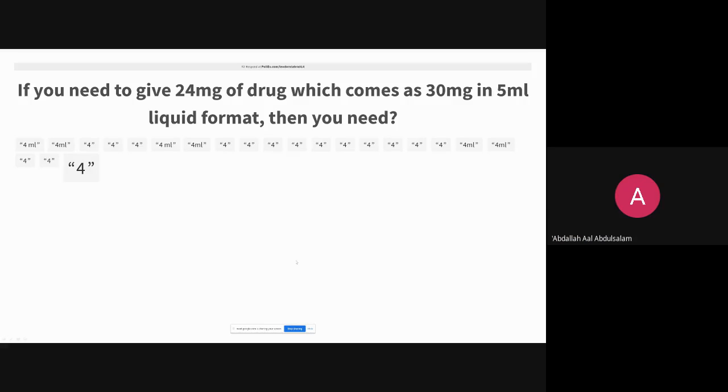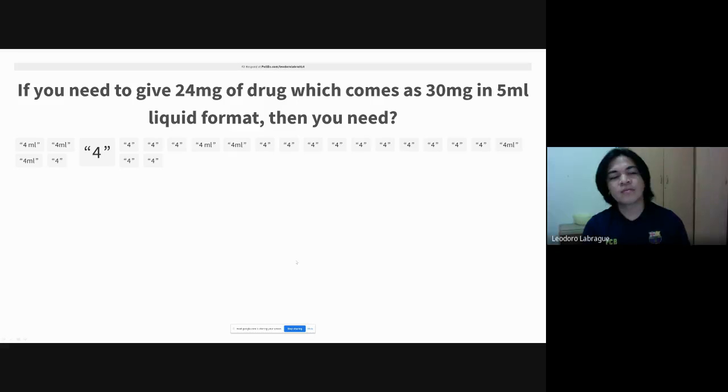If you need to give 24 milligram of drug, which comes as 30 milligram in 5 ml liquid format, then you need 4 ml. Okay, how did you come up with 4 ml? What was your formula? How did you get 4 ml? What is the desired? What is the desired order?